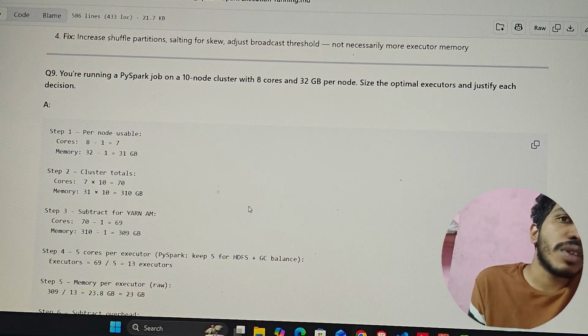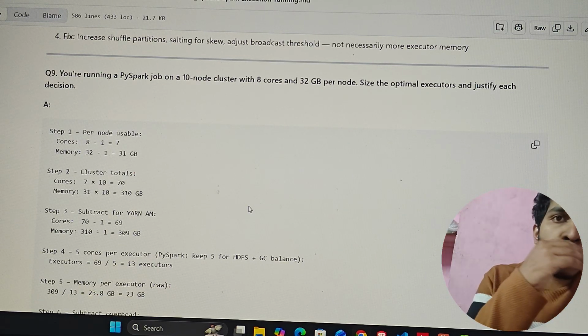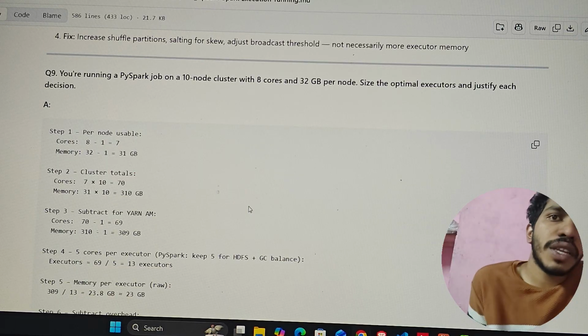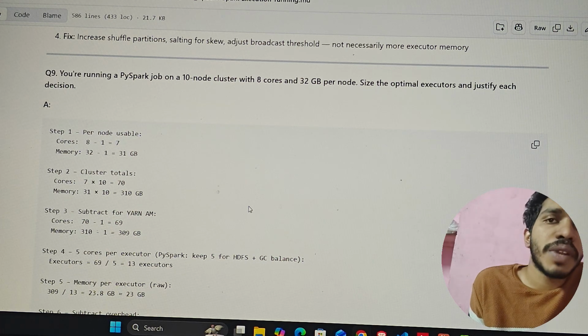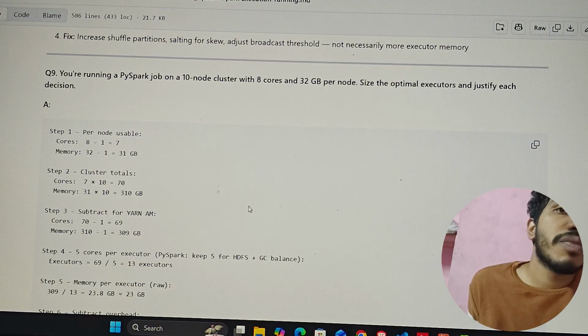Step 2, cluster total. 7 times 10 is 70 cores and 31 times 10 is 310 GB memory. Third step is to subtract for the YARN AM. We have to subtract 1 core and 1 GB memory. So 70 minus 1, we have 69 cores, and 310 minus 1, we have 309 GB memory.